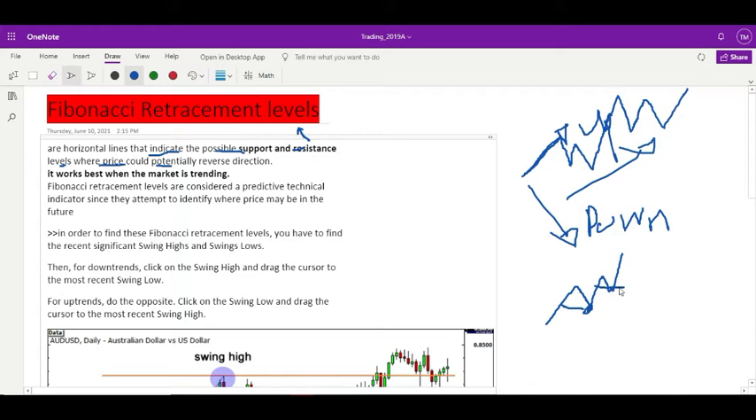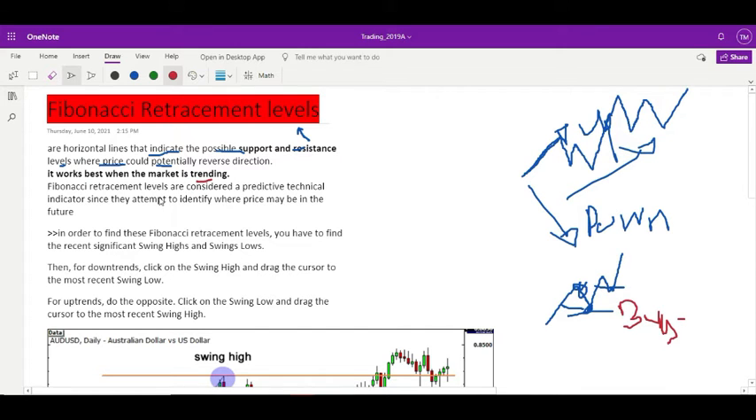So we're trying to capture these potential or likely supports. That's what we are trying to say. Of course we know this pair is moving upwards or downwards, but we can't just buy or sell at any point. We need to take advantage of low prices. Like I said, as professional traders, we don't just buy at any price, we buy at a low price and we sell at a high price, right? So it works best when the market is trending, either in an uptrend or downtrend.